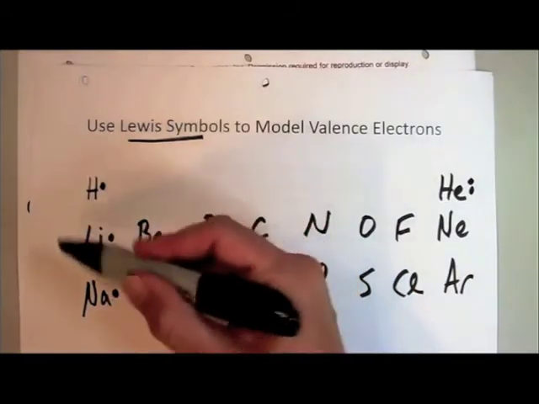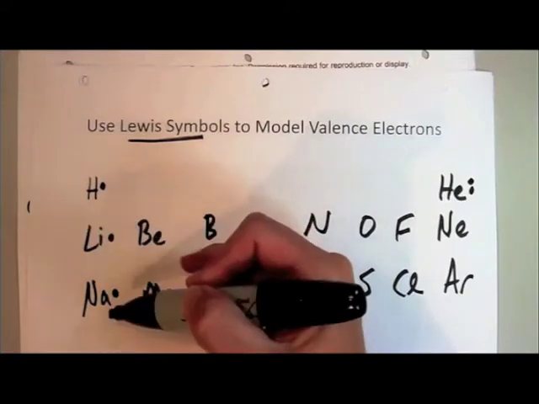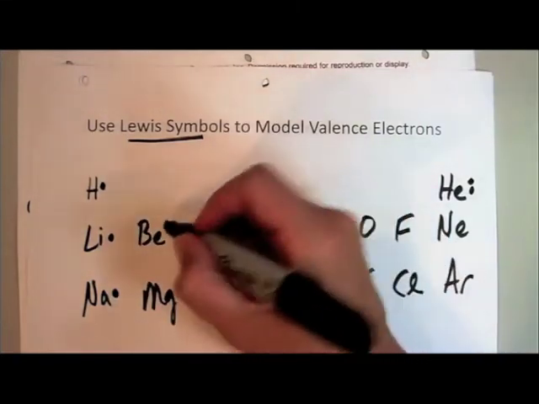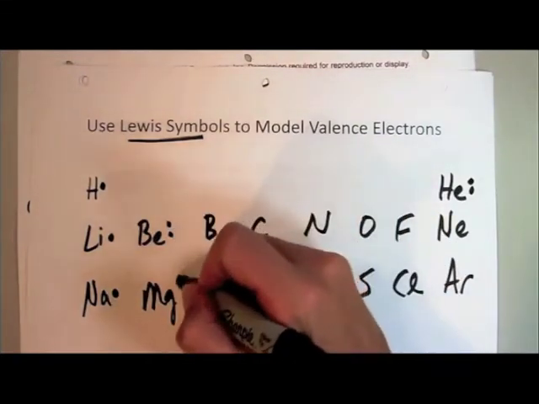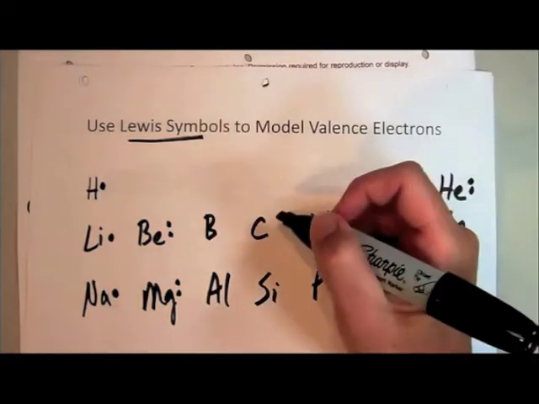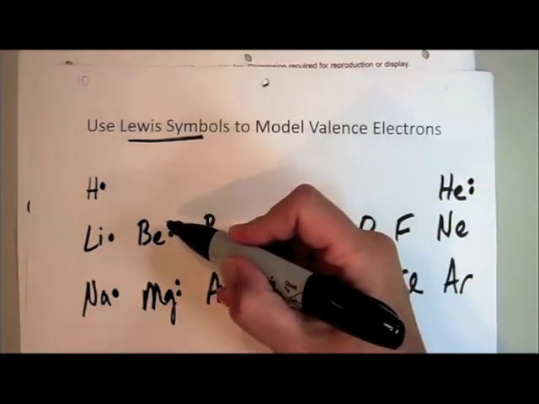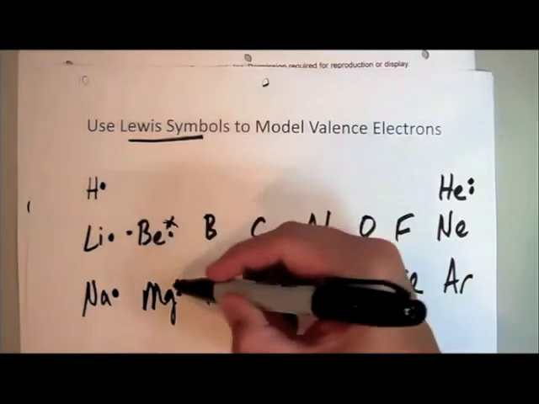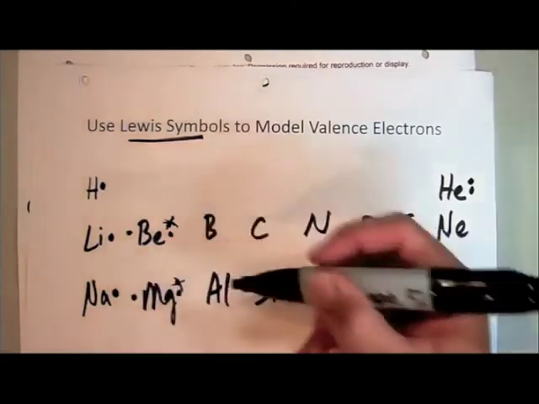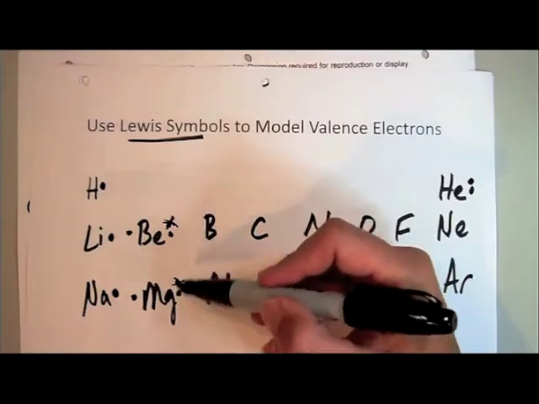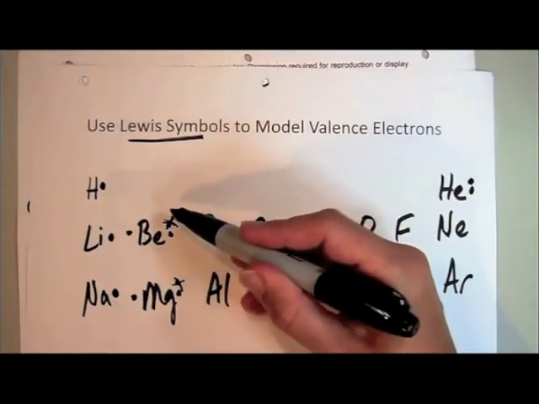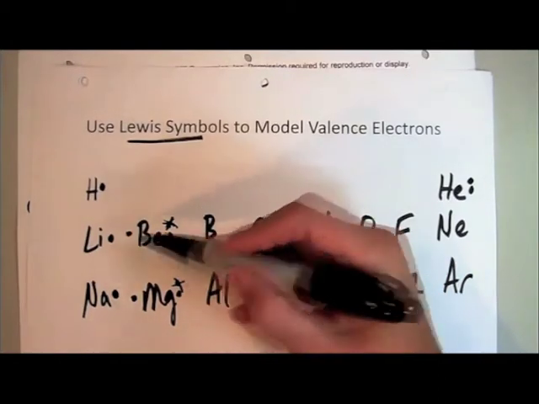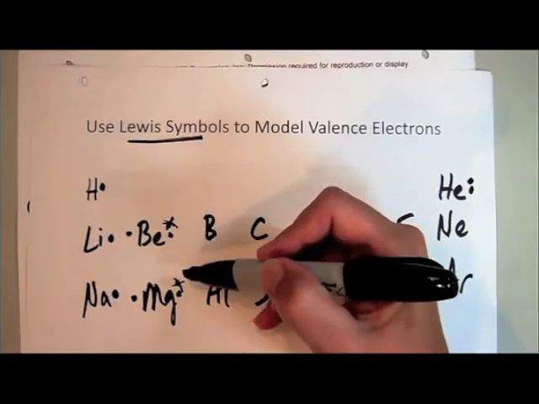So that tells me this is going to behave chemically very similar to the others in the same group. Beryllium, there's two. Magnesium, there's two. And there's some question: should I put the two dots next to each other, or should I put the two dots like this? It depends on the level of your model. I will accept side by side or on either side, as long as you get the two right.